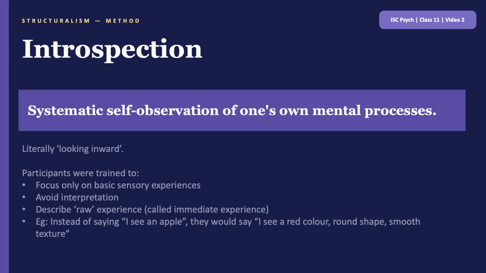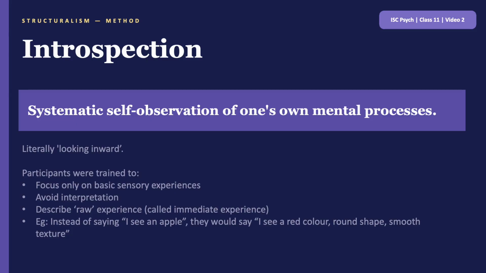Introspection was defined as systematic self-observation of one's own mental processes. Introspection literally meant looking inward. Wundt would train participants to carefully observe and report their own mental experiences, what they saw, felt, and perceived when they were exposed to some stimulus. They were basically asked to be scientists of their own minds.